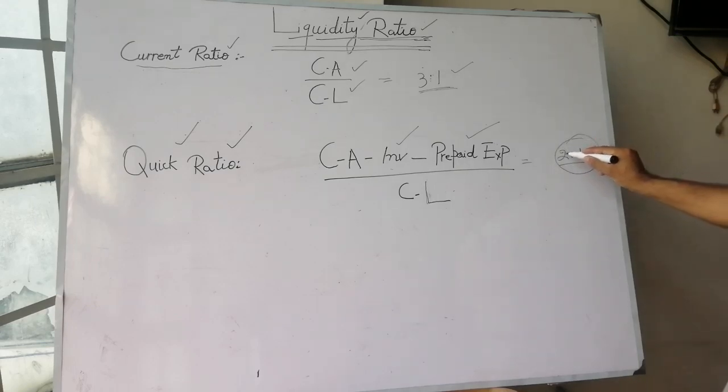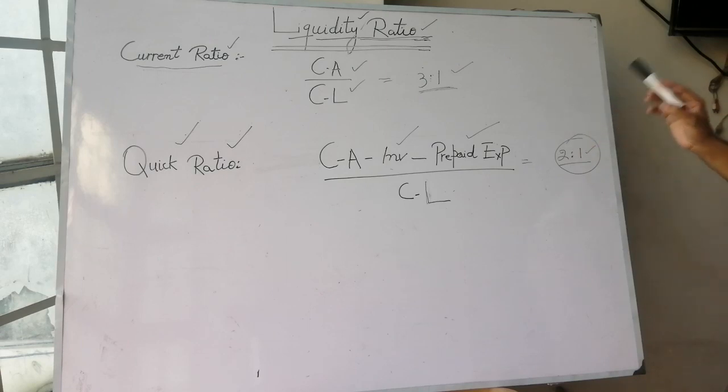You have sufficient assets to pay back your liabilities. If you have more assets than this, 3, 4, 5, then it is better to invest these assets in the business and get more profit.